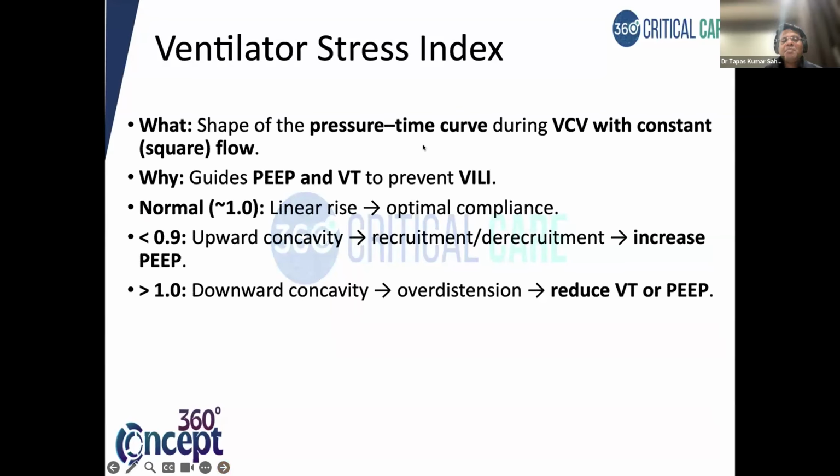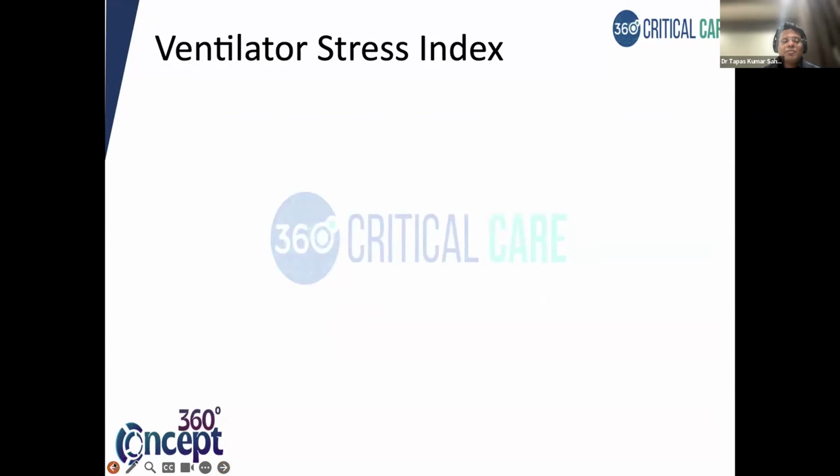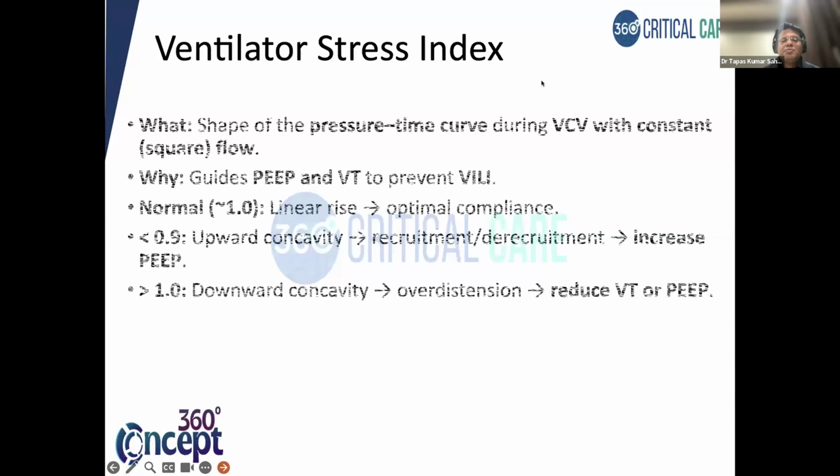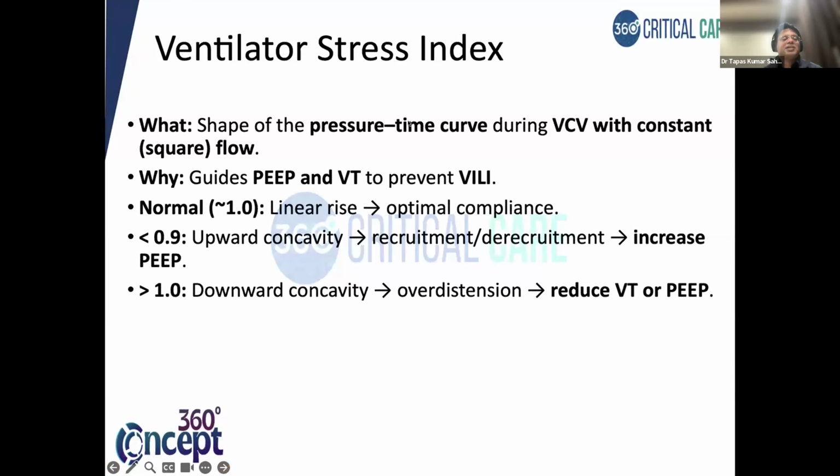This is the shape of the pressure-time curve during volume control ventilation with constant flow. With constant flow, you can see here, flow would be constant and you would be getting the pressure-time curve during volume control ventilation. Now, what is the importance of the ventilator stress index? It guides your PEEP management. And again, what would be the tidal volume to prevent VILI, ventilator induced lung injury?